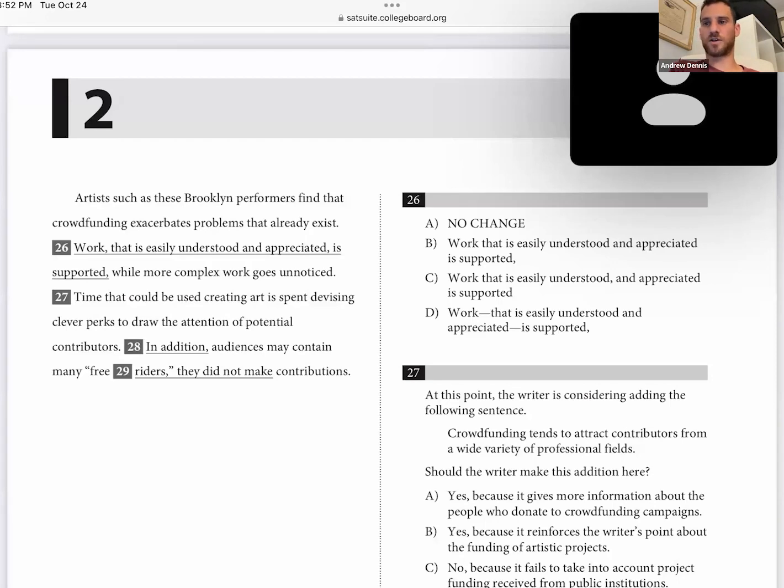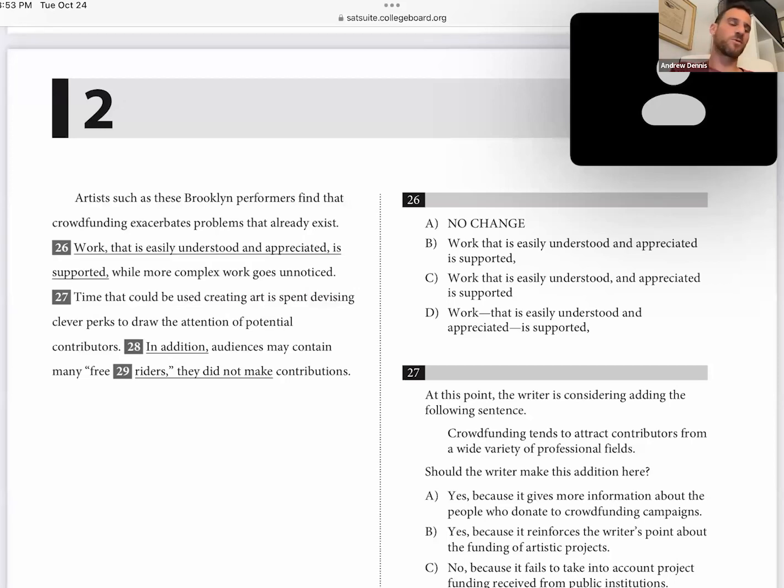We talked about this earlier. Work that is easily understood and appreciated is supported. So at 26, no change is a misplaced comma, right? We don't need that comma after work. It should just be B or C. Work that is easily understood and appreciated. But C again is a misplaced comma. There's no need for a comma in C or A. It's got to be B or D.